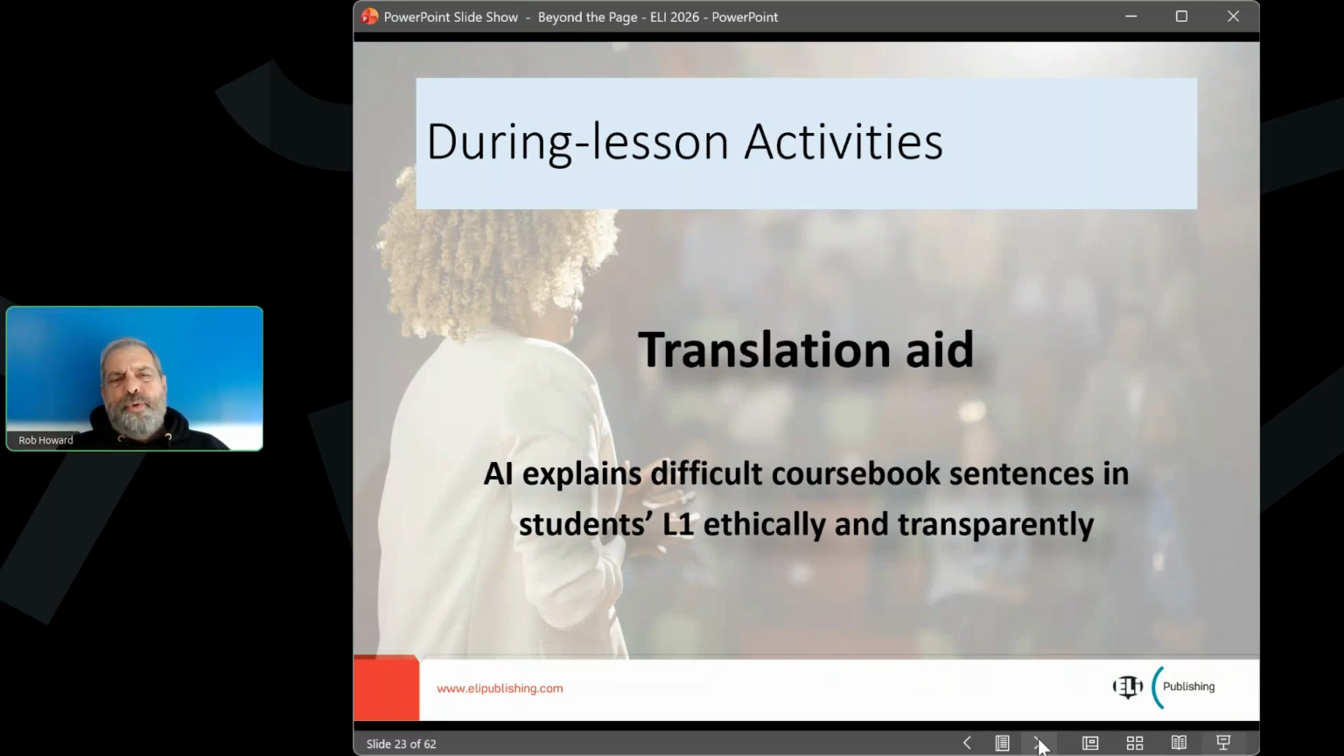Using it as a translation aid. Have it go through. I don't have a problem with students using L1. And I think that we've made such a big deal about using L1 in the classroom over the years. And quite frankly, the reality is they're going to use both languages throughout their life. They need to be able to switch back and forth quickly.